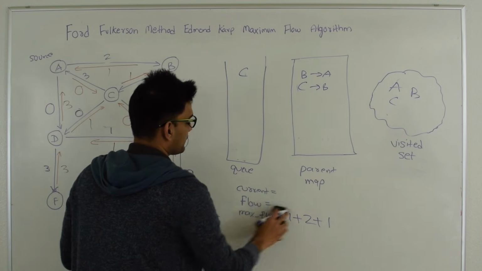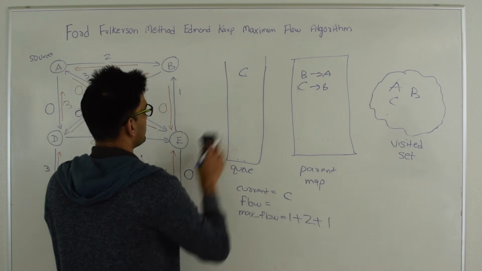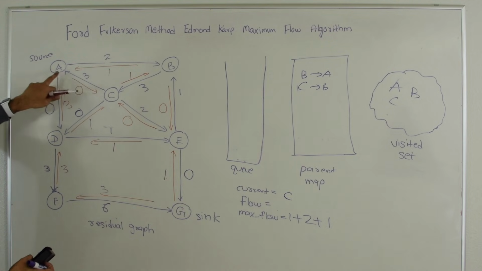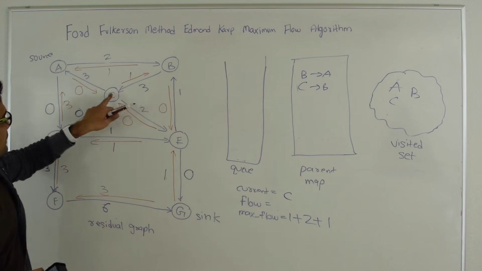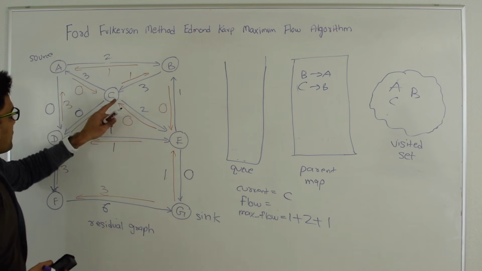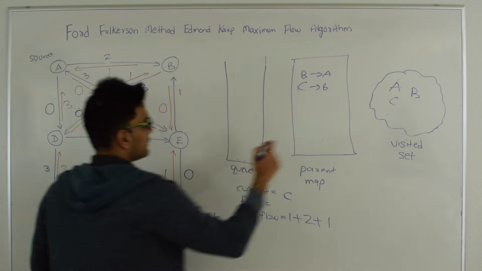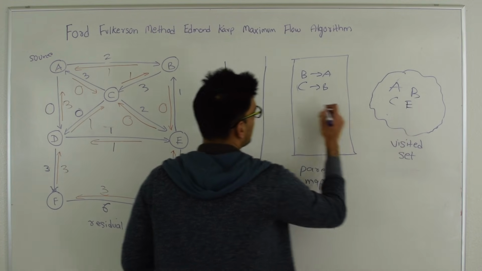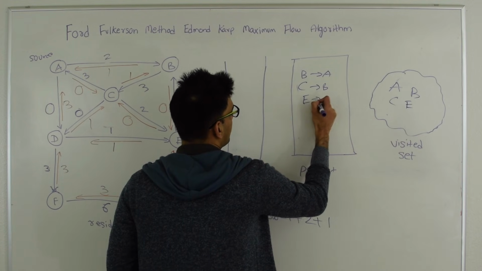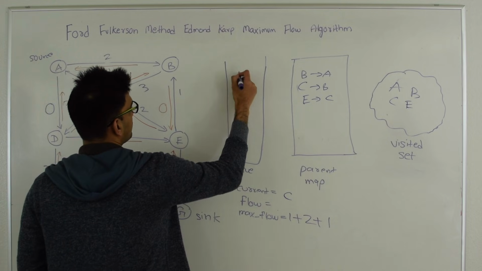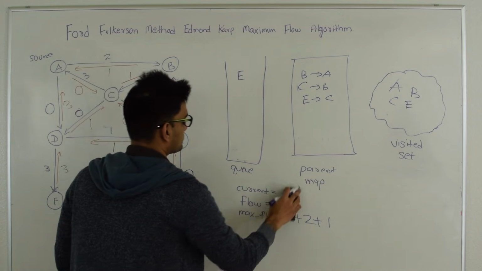So let's repeat the process for C. So C comes out of the queue. Let's look for the neighbors of C. So there is 3 here, but A is already visited. There is 1 here, but B is already visited. There is 2 here and then there is 0 here, so only E. So let's add E to visited. E was introduced by C and E goes into the queue.